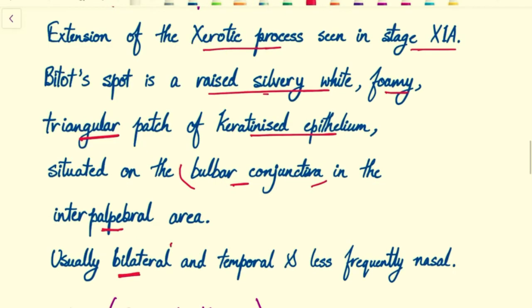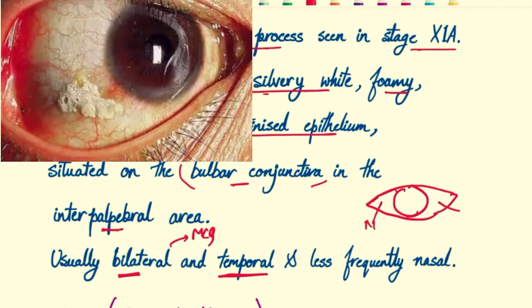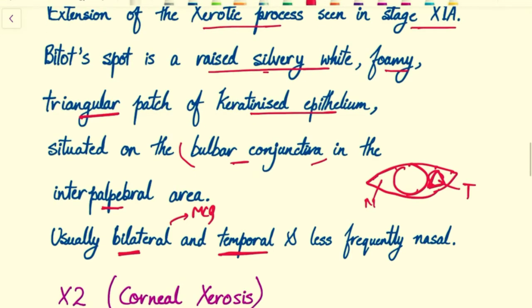Important MCQ: it is situated at the temporal part of the eye. Means if this part is nasal, this one is temporal. So it is mostly situated at the temporal part, a triangular patch-like structure, and less frequently nasal.